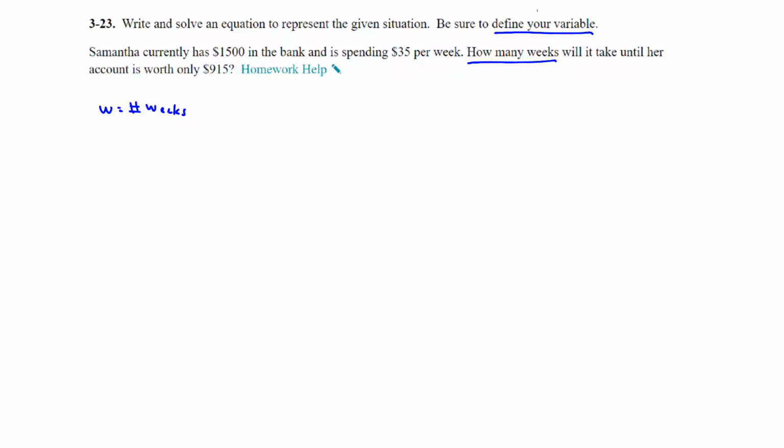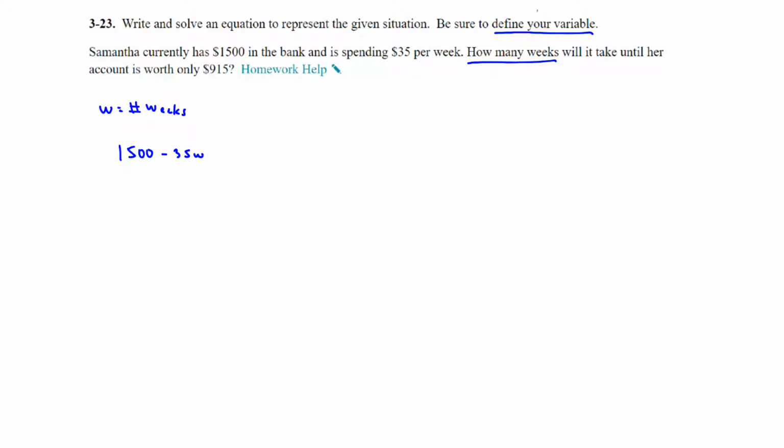So let's see what we have here. She currently has $1,500 in the bank and is spending $35 per week. Okay, so she starts with $1,500. She's spending $35 per week. So we are going to subtract 35 times the number of weeks that she is spending the money.